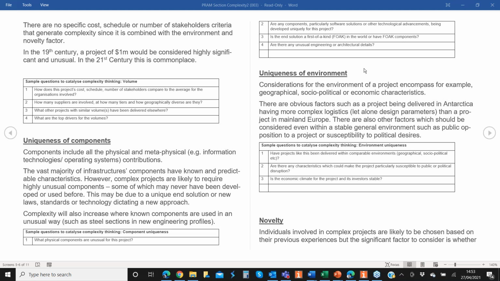And it's interesting, this is where I put in stakeholders, Rob. I did have a number of stakeholders in here as part of a volume consideration, but I take your point. It's not just the volume; it's also how vociferous they are, how animated, or how convoluted they are. So I think it's worth fleshing that out.